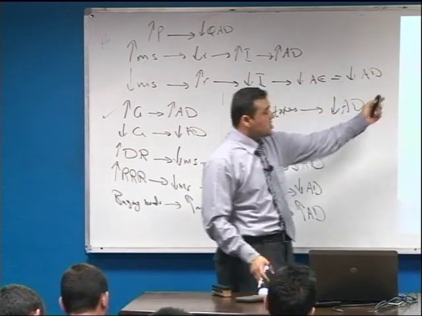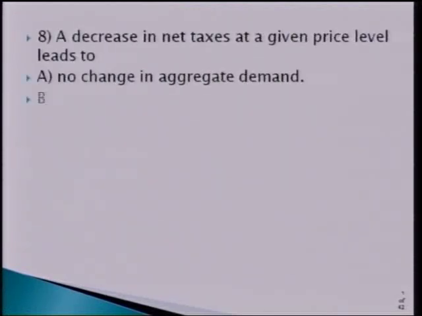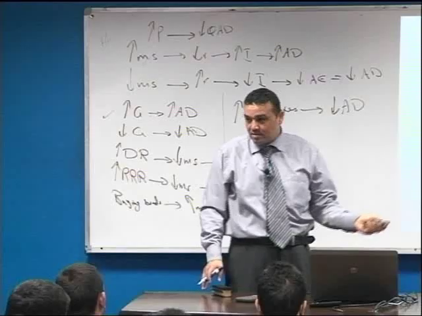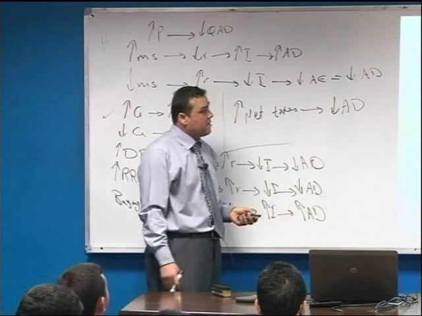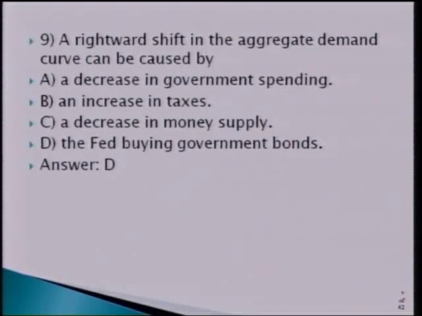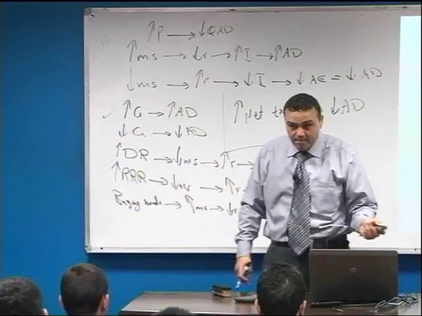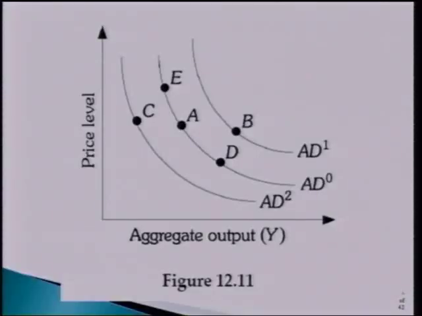So this question is, the aggregate demand curve would shift to the left if what? If the net taxes were increased. And in this example, a decrease in the net taxes leads to what? Increasing aggregate demand. صح? طيب. A rightward shifting in the aggregate demand curve could be caused by what? By the Fed buying bonds. صح? طيب. Let's go to this diagram or figure.